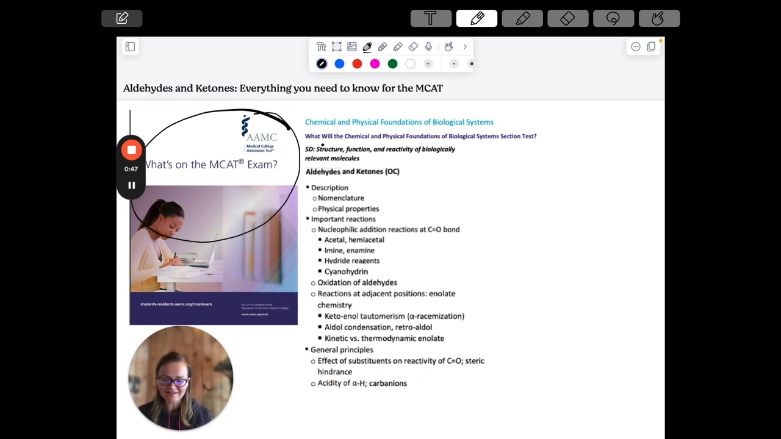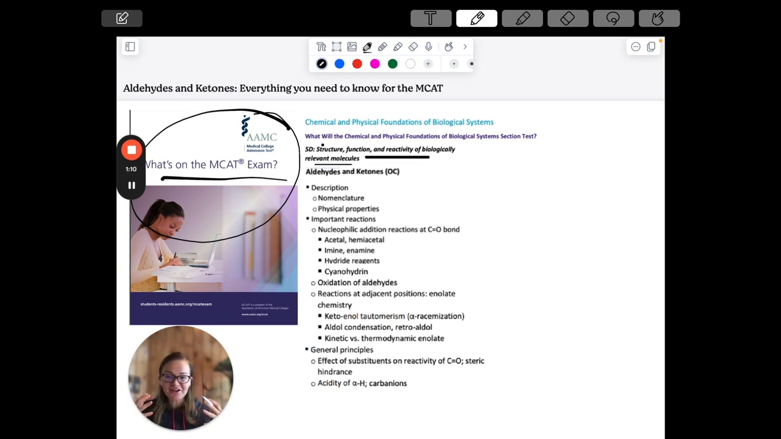What's on the MCAT exam? Now, this is an over 100-page document that goes through each section of the test and lists every possible topic that they could test you on for that section. So on the right here, I've pulled out part of the outline. This is from the Chem and Phys section. And section 5D is about structure, function, and reactivity of biologically relevant molecules.